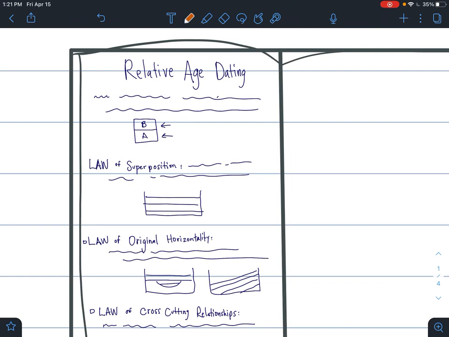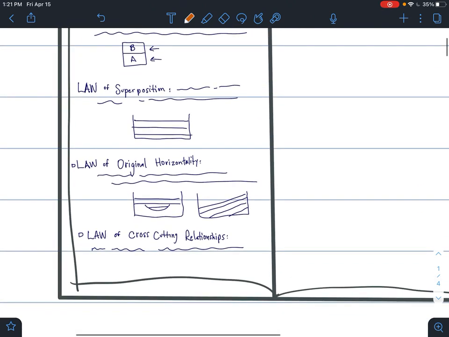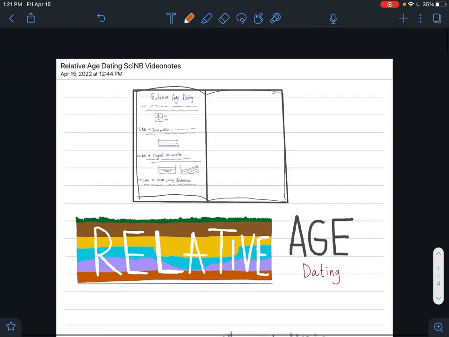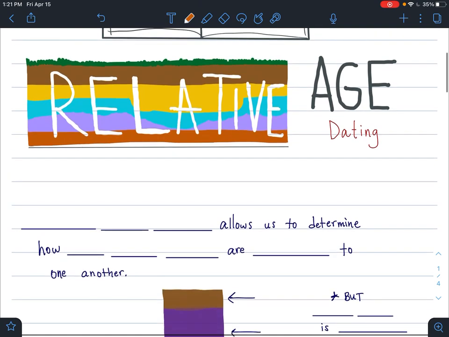Today, we're going to learn about how we can age the layers of Earth's crust, and that's known as relative age dating. We'll look at 3 laws that allow us to do this: the law of superposition, the law of original horizontality, and the law of cross cutting relationships. So let's dig right in.